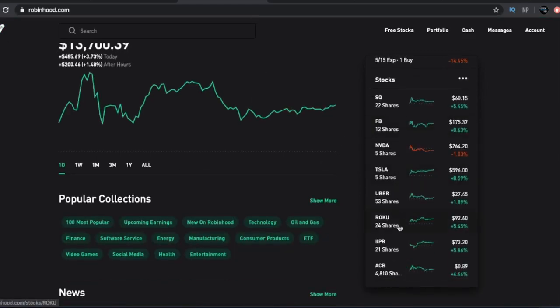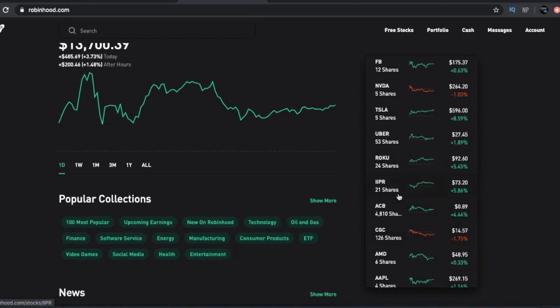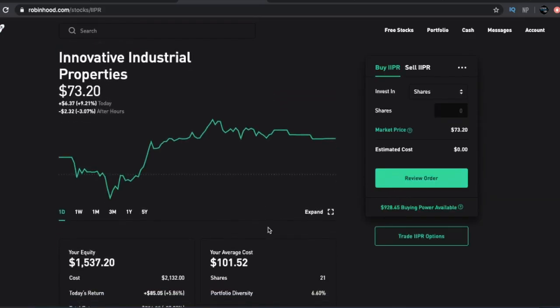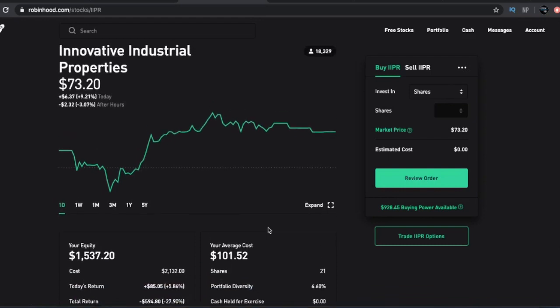Next one we have here are my cannabis holdings. All three of my cannabis holdings I am down significantly on. I'm just holding on to it right now. I'm not planning on selling it. Some more very long-term holds.